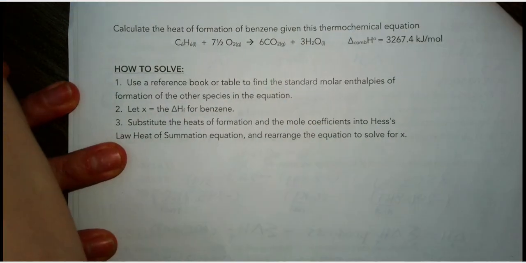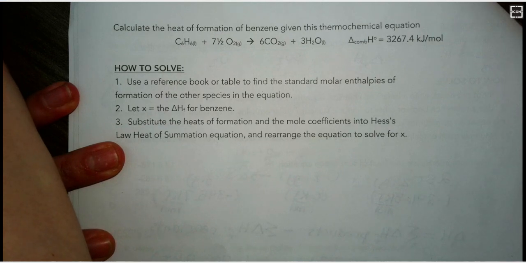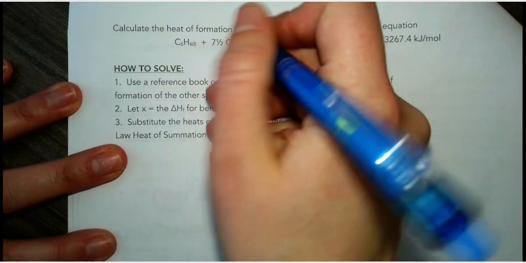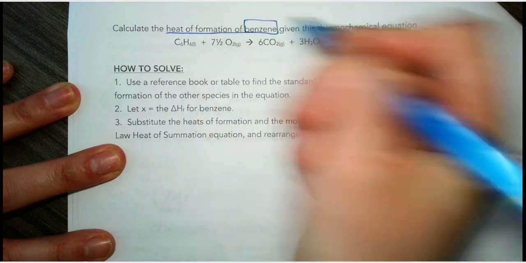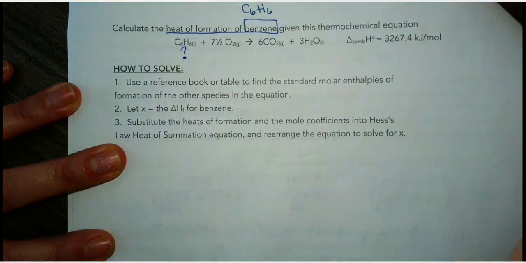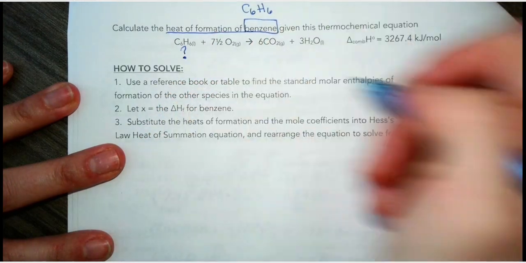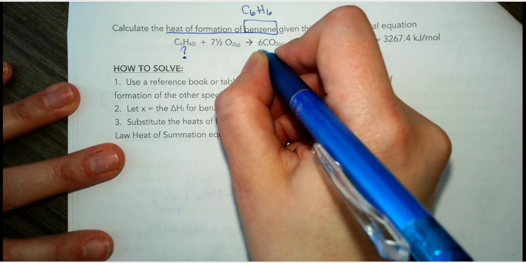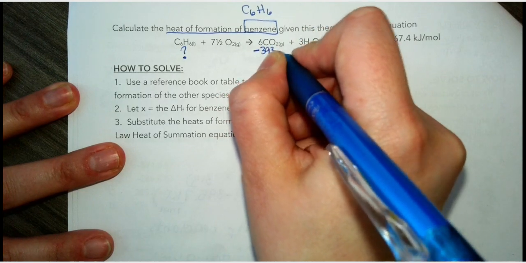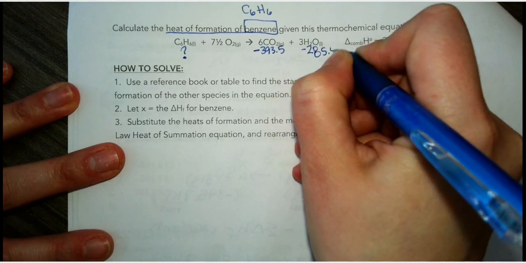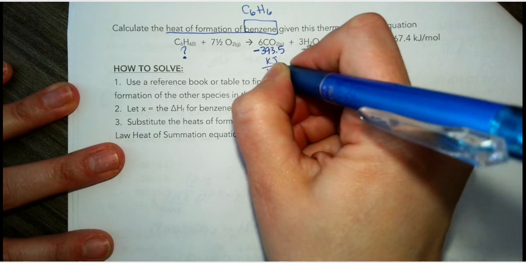We have to calculate the heat of formation of benzene given the thermochemical equation. So we are going to be looking for the molar heat of formation right here of benzene. So here is benzene, C6H6, that would be given on a test, while you are going to use or be given everything else. So this one right here is negative 393.5. This one right here is a negative 285.8. Both are kilojoules per mole.